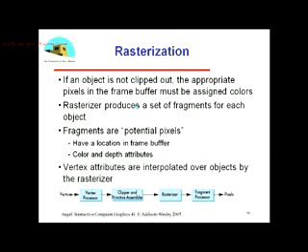Rasterization. If an object is not clipped out, the appropriate pixels in the frame buffer must be assigned colors. The rasterizer produces a set of fragments for each object. Fragments are potential pixels that have a location in the frame buffer, color and depth attributes. Vertex attributes are interpolated over objects by the rasterizer.